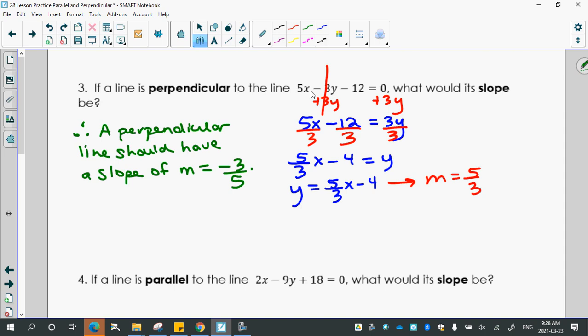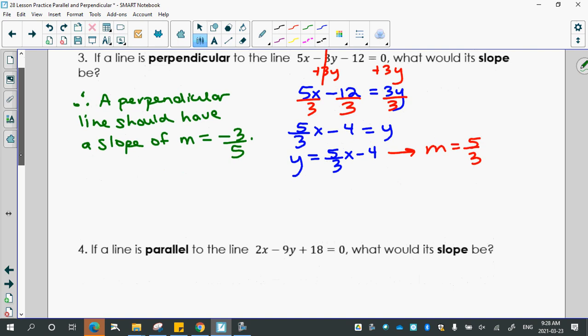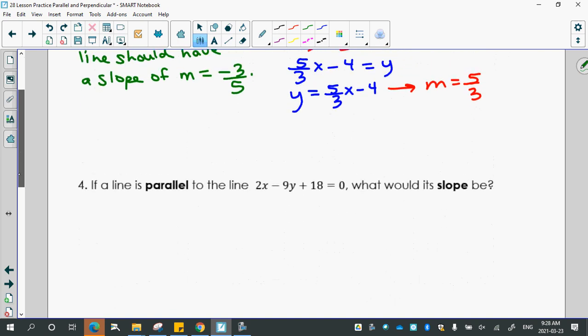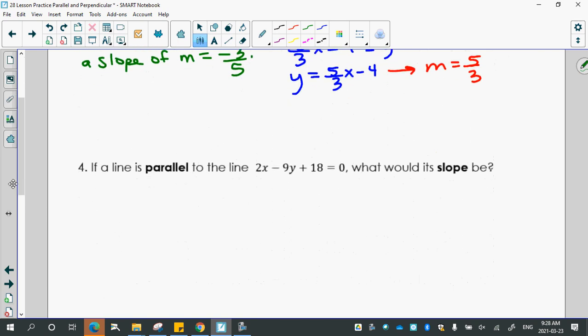Okay? All right, similar type of question for number 4. If a line is parallel to that line, what would its slope be? So again, parallel means same slope, exactly the same slope. So the plan should be the same. Figure out the slope of the first one by getting y by itself. But instead of changing the slope, you want it to be the same.